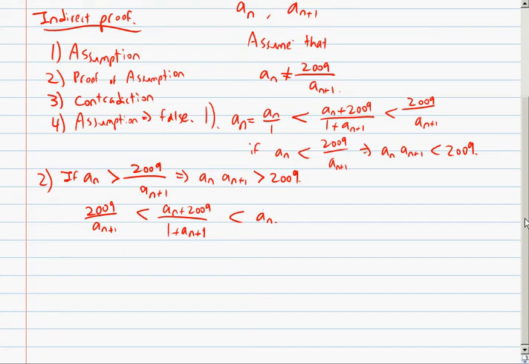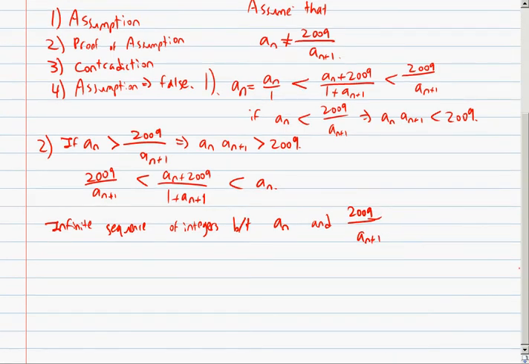Now, looking at both of these possible inequalities that come from the assumption that a sub n is not equal to 2009 over a sub n plus 1, we see that there is an infinite sequence of integers between a sub n and 2009 over a sub n plus 1. So that means the integers are constantly increasing or constantly decreasing. But eventually it's got to reach its limits.